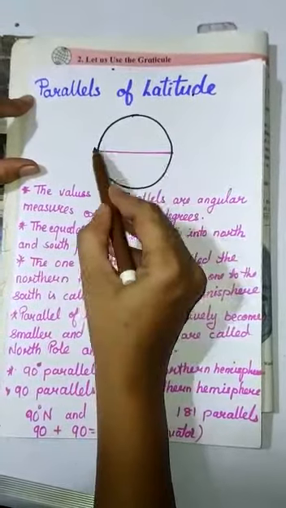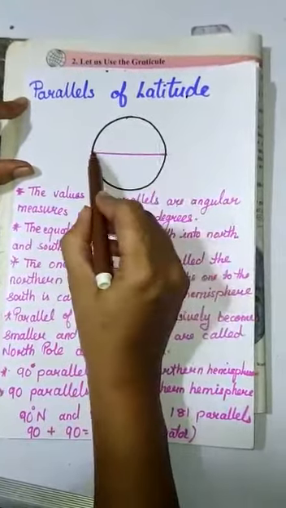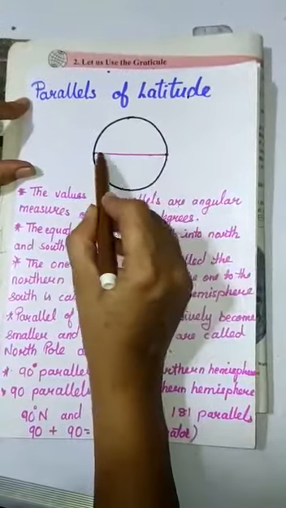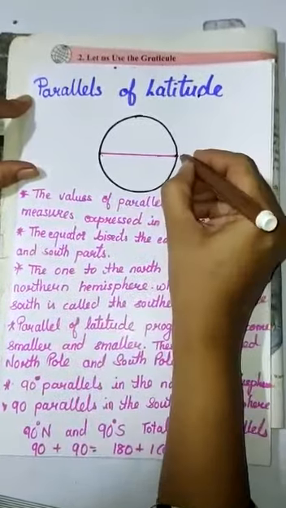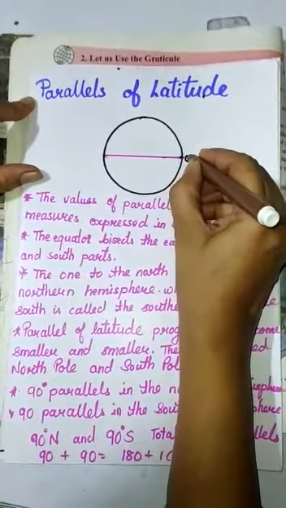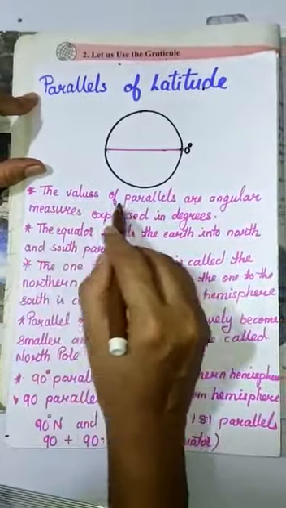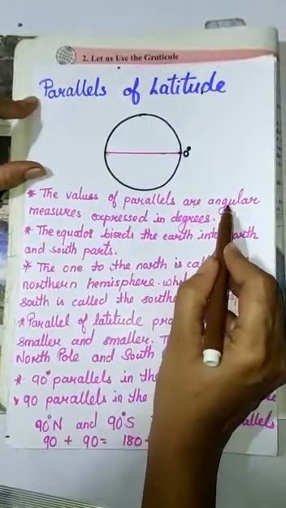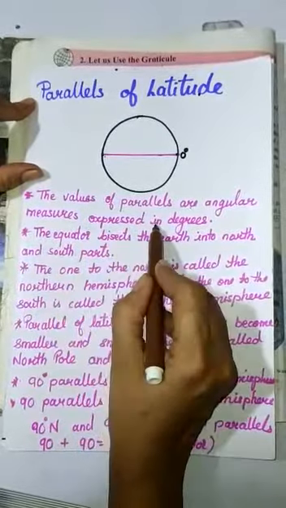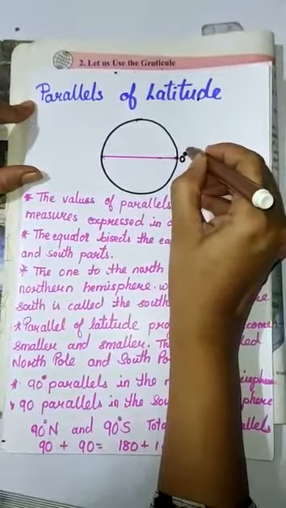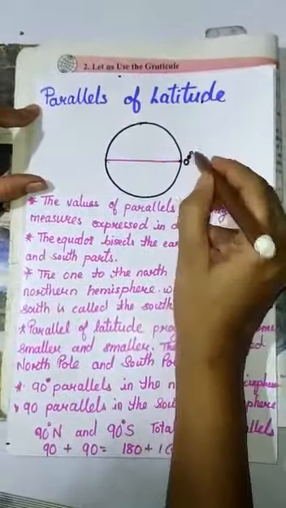Now this is the picture of a earth. The line over here which you can see is an equator, which is at the 0 degree. The values of parallels are angular measure expressed in degrees, which I have written in degrees.